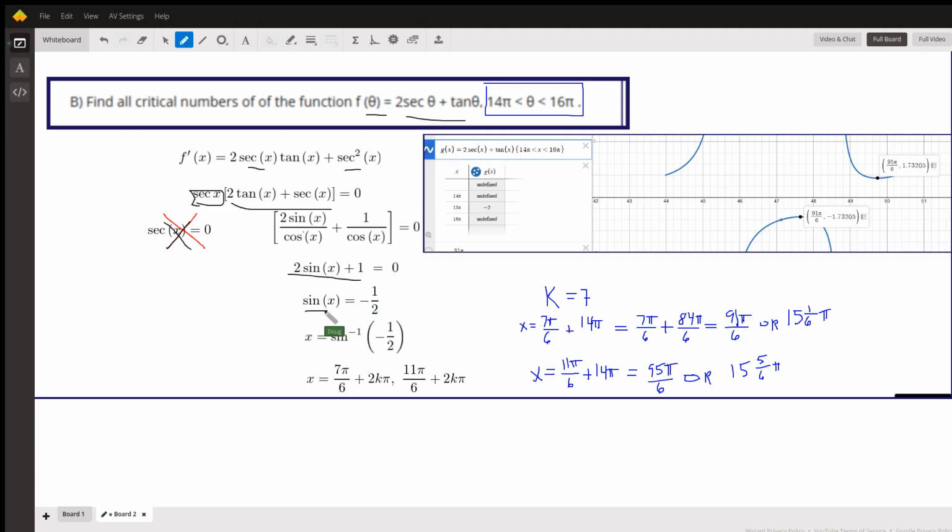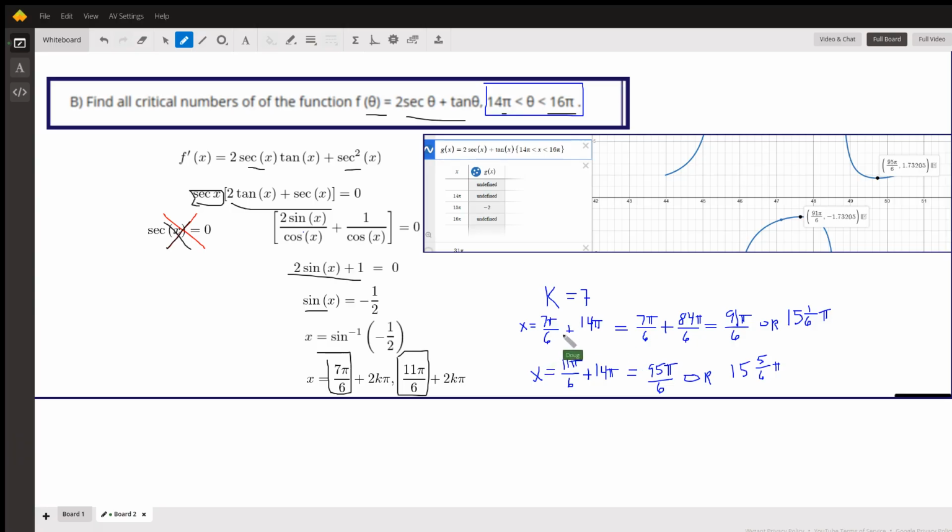Sine of x equals negative 1/2. x is the angle that has a sine of negative 1/2. In the first revolution around the unit circle, those are these two guys. Can add on multiples of 2k pi, and then test what values of k give us angles that are between 14 pi and 16 pi. And there's only two of them.